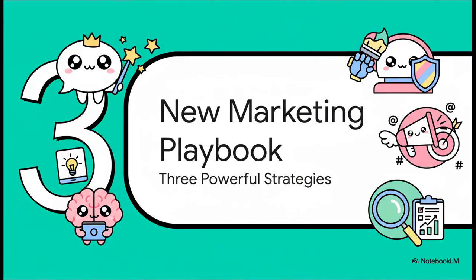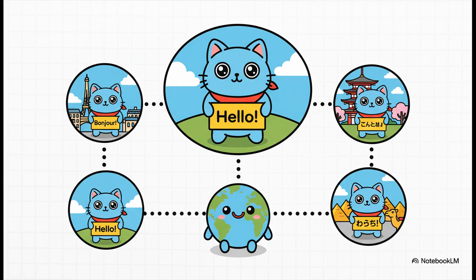Okay, so we've got the tool, we've got the blueprint for the prompts. Now what can we actually do with it? Let's get into 3 really powerful strategies that basically form a whole new marketing playbook you can start using today. First up, hyper-localized ad campaigns at a global scale.